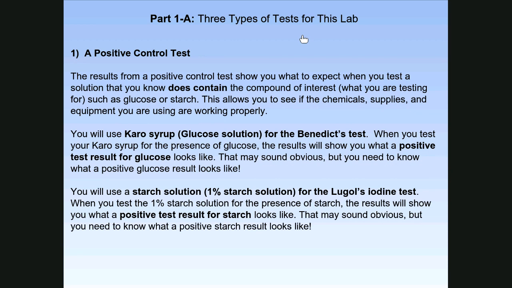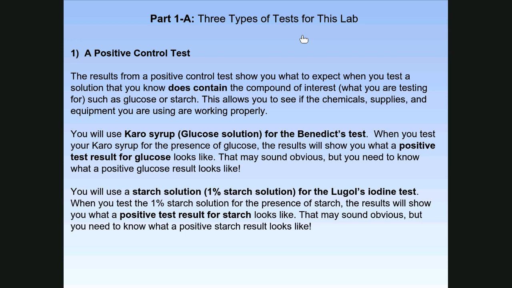What we normally do is we have students take Benedict's reagent and set up 2 tests, a positive control test and a negative control test. And then we have them take Lugol's, and we have them set up a positive control test and a negative control test. And your lab is set up that way to walk you through. And in your lab, they'll actually show you the results from the positive and negative control test.